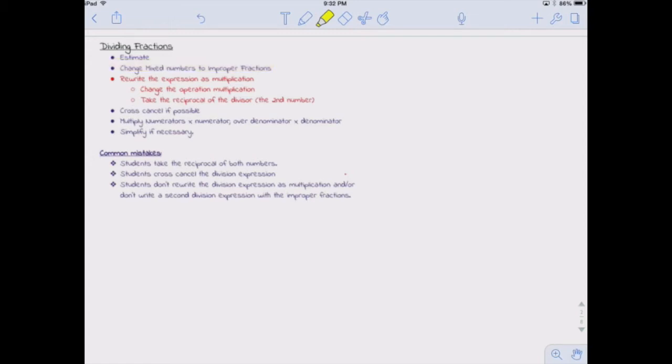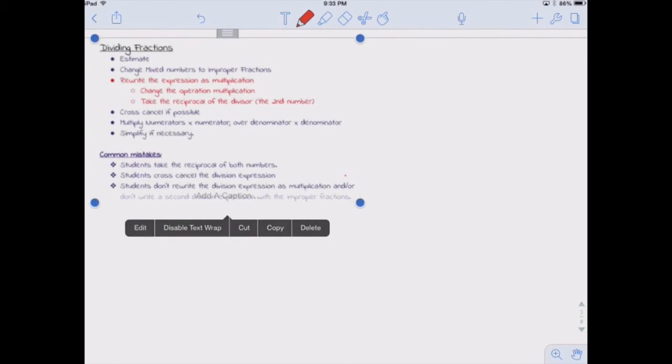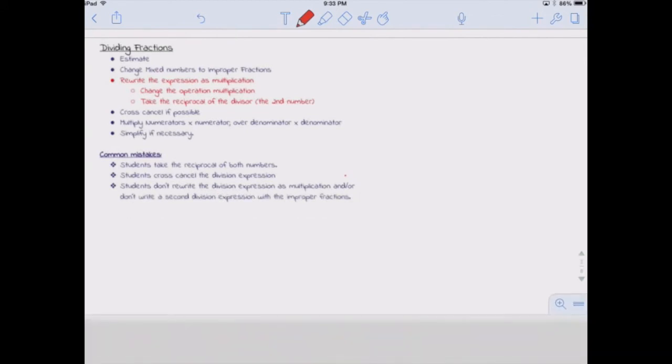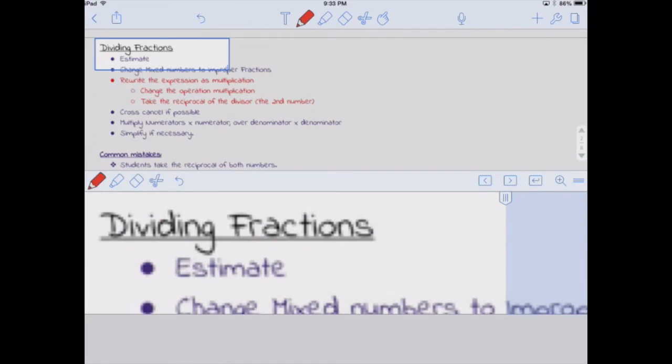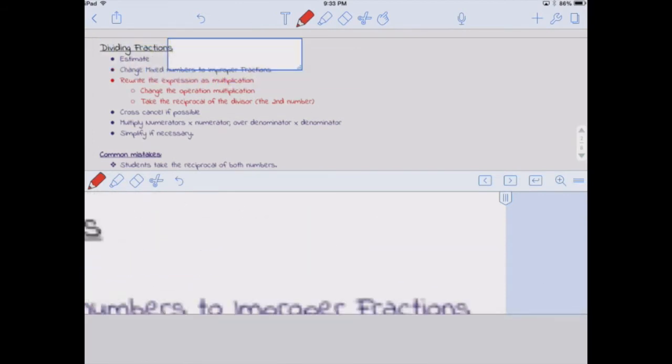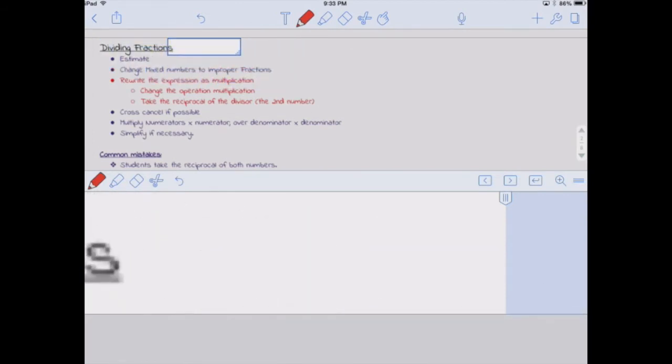So again, estimating is our first step. Again, it's used as a check. Change mixed numbers to improper fractions, and then rewrite the expression as multiplication. One thing I want to add in here is this. Okay? Change mixed numbers to improper fractions.